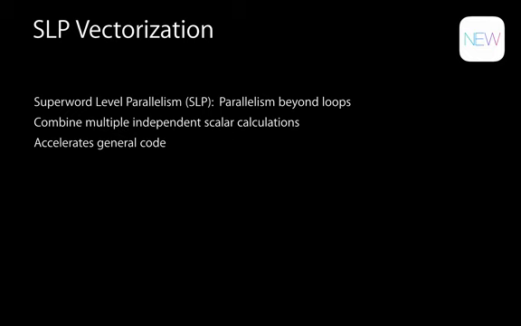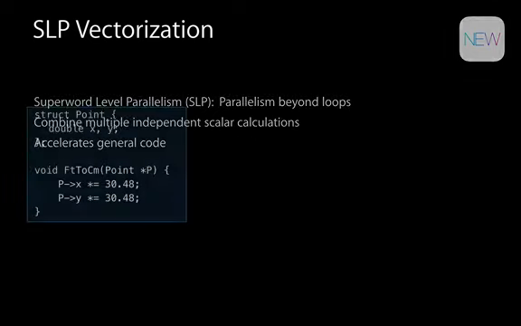Okay, so this was loop vectorization. But in Xcode 6, we've also added a new kind of vectorization. This new vectorizer is not the loop vectorizer. It's called SLP vectorizer, which stands for superword level parallelism, and it extracts parallelism beyond loops. What this SLP vectorizer does is that it looks for multiple scalars in your code, and it glues them together into vector instructions. Let's see how it's done.